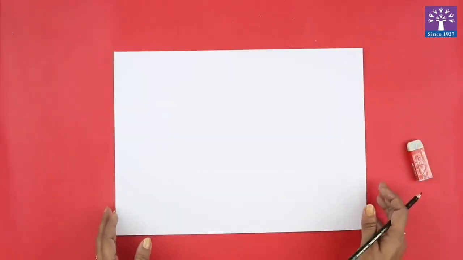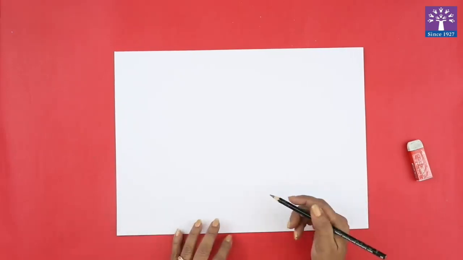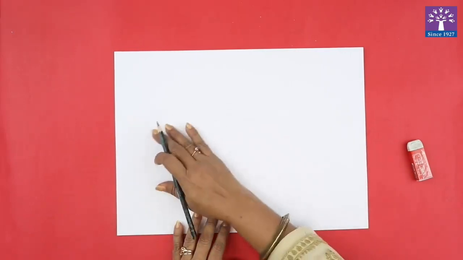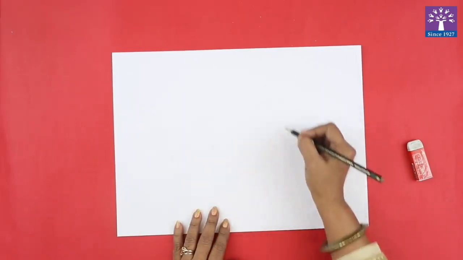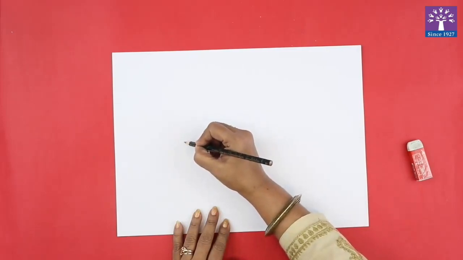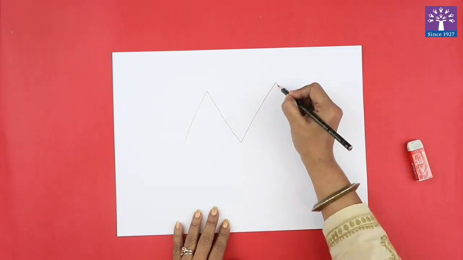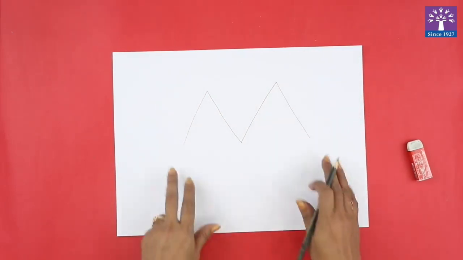Hello friends, our today's activity is house scenery. So let's begin. On your drawing sheet, in the center, we are going to draw a big letter M. So this is a letter M.